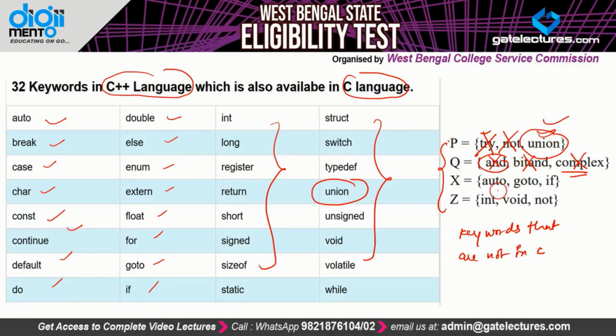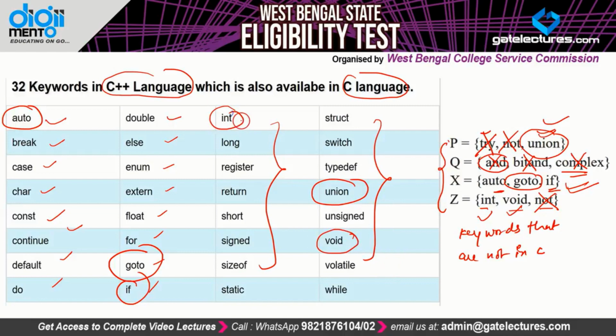Now in the case of X, the auto keyword, as you can see, is present. The goto keyword is also present, as well as the if keyword. The if keyword is also present in the C language. So this entire set is present in the C language. In set Z, we have int, void, and not. Int is present in C language, void is present in C language, but not is not present. You can see void is here, and int is here. So set X contains all the keywords which are present in the C language.